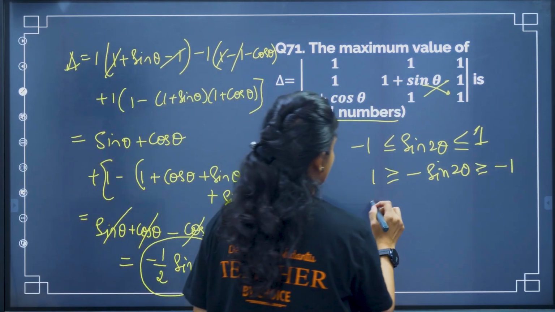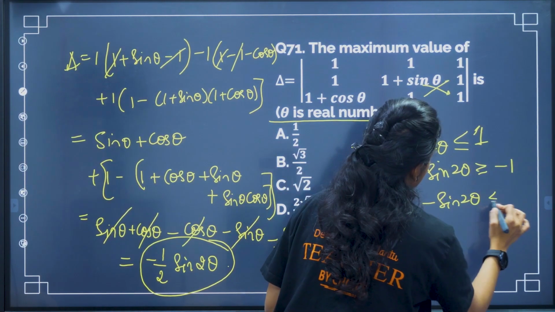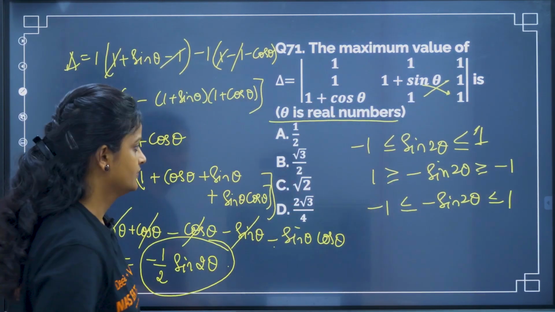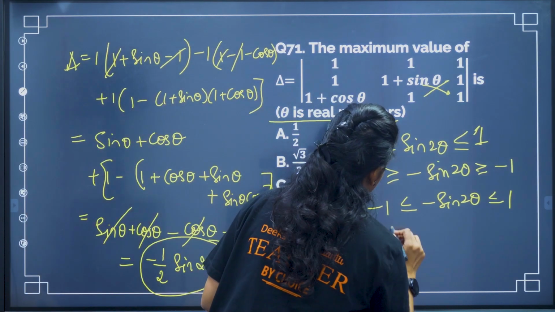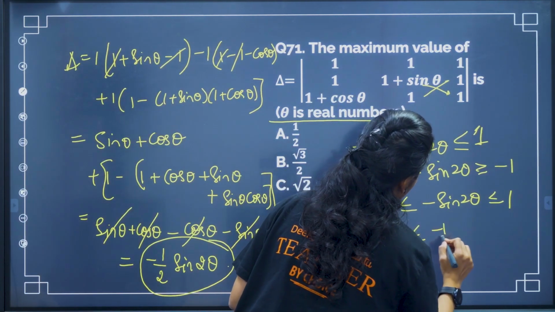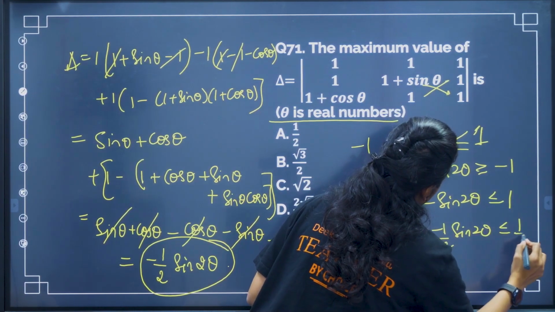I'll write it in a proper order now. Less than or equal to 1. So with a negative. Now 2 is there, divided by 2. Minus 1 by 2 is less than or equal to minus 1 by 2 sine 2 theta, which is less than or equal to 1 by 2.